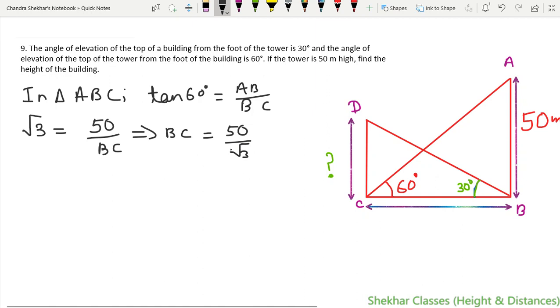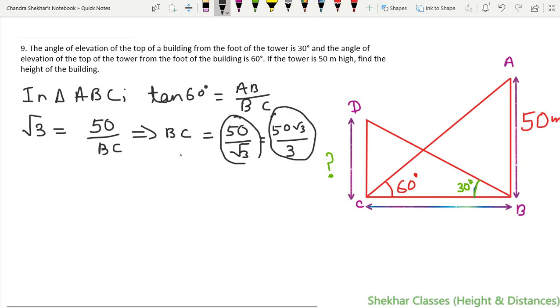Let's rationalize the denominator, which we should always do, because we will finally equate. If it is required, we will do that later on. Let's leave it for the time being here. We have this option: we can write either 50 upon root 3, or rationalizing gives 50 root 3 upon 3. Either way, any one of these can be used.